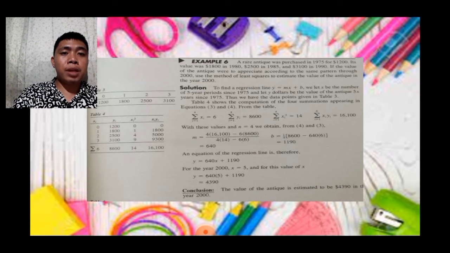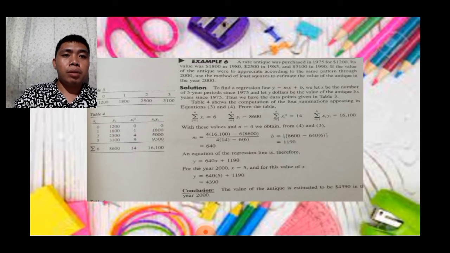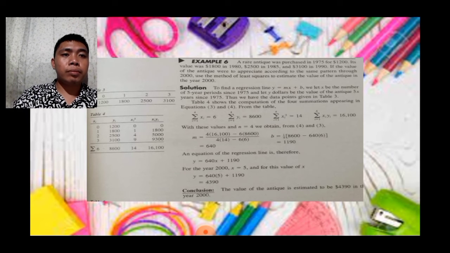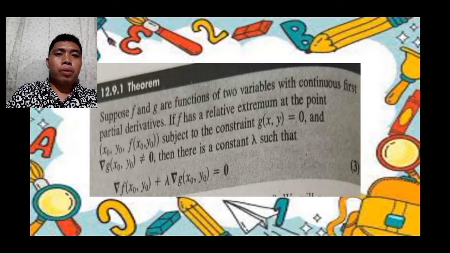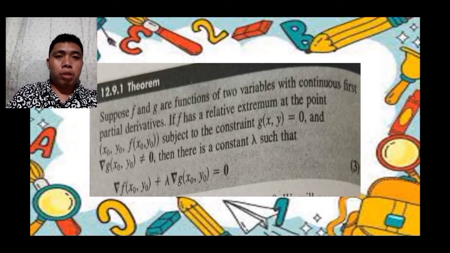So, on the left side is table 3 and table 4. So, that's the guide of the table of example 6. We are now in theorem 12.9.1.